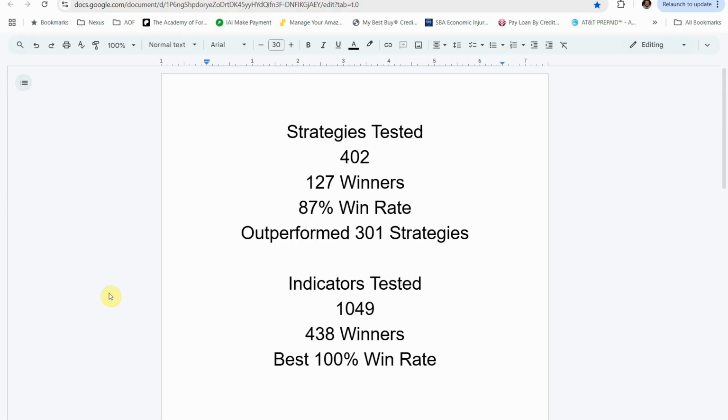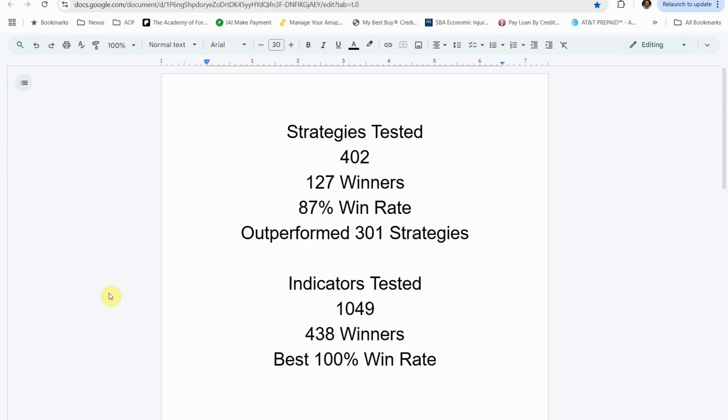Alright, as I said, today we will be testing a crypto day trading strategy. Before we do though, I wanted to put the testing scoreboard up for everyone to see. So to date, we have tested a total of 402 different strategies, with 127 of them being winners. The best one so far was able to achieve an 87% win rate. That was achieved using the Academy of Forex indicator.